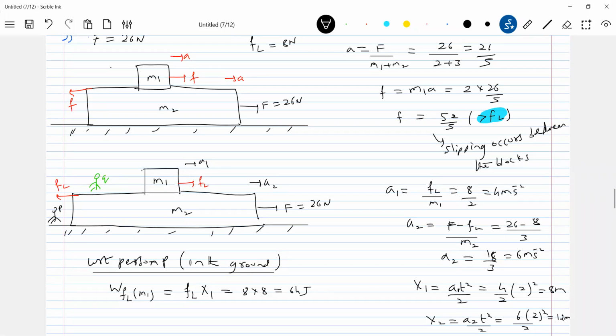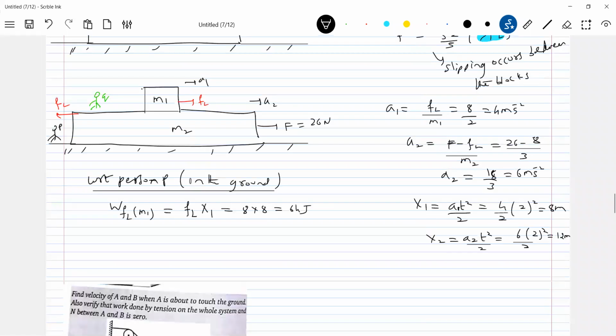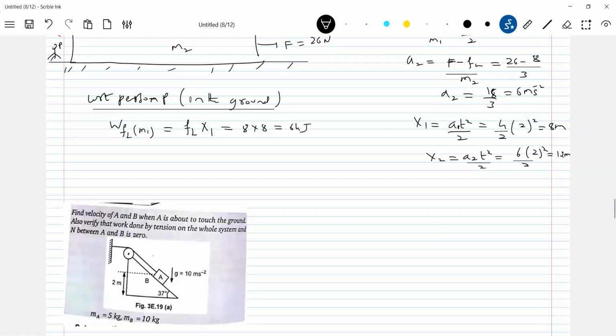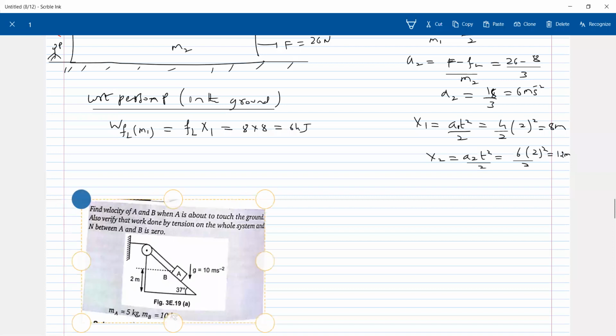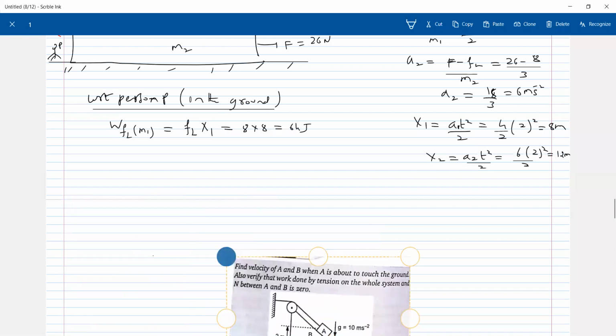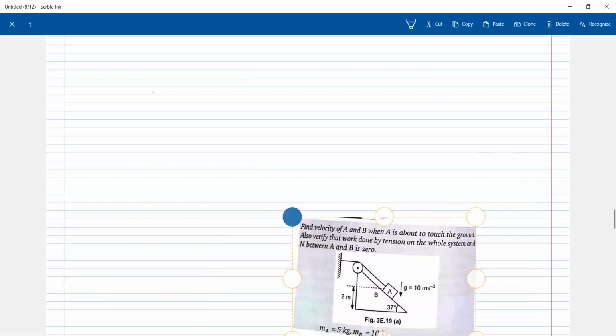Now person Q, what will come in? Block at rest or block in motion? Block M1 is moving, that you will see. So with respect to person Q, we have to change the diagram a little bit. I'll move this. Now come to this one.